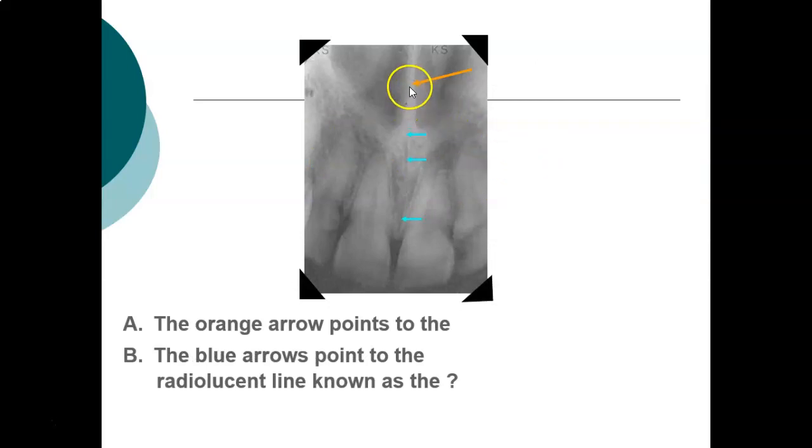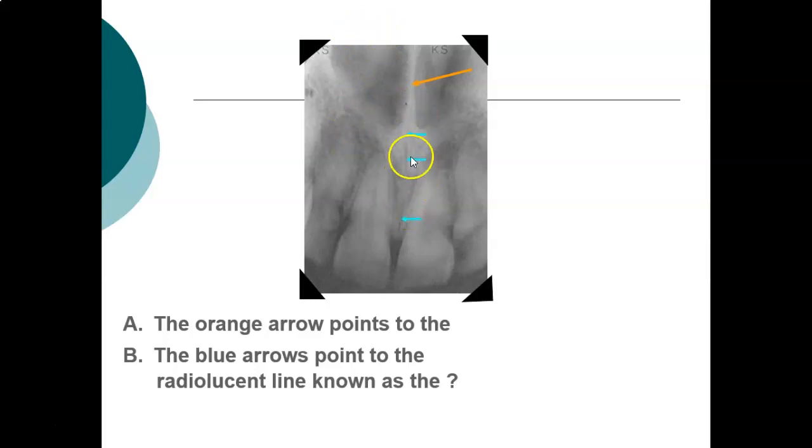Okay, so now we have this long, thin radiopaque area. That would be the septum, the nasal septum. And then this sort of diamond shape area here, or a V. That would be the anterior nasal spine. And then what about this radiolucent line that's in the middle that comes all the way down between the central incisors? That's going to be your median palatine suture.